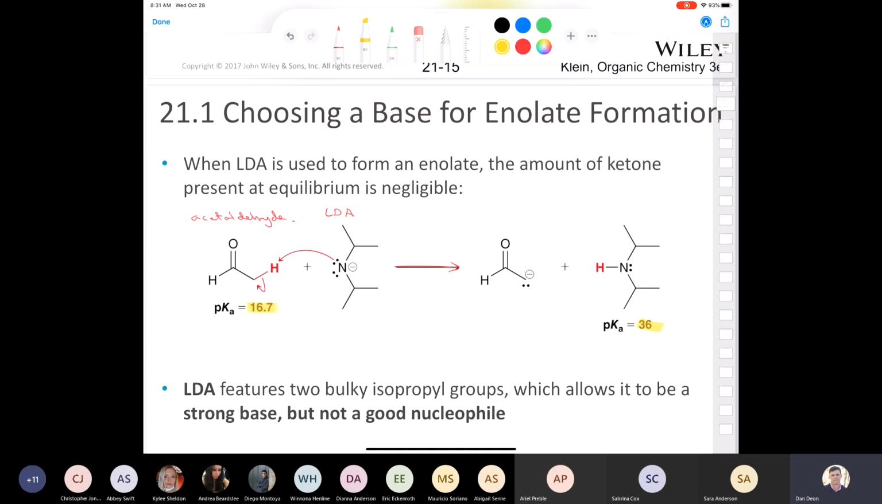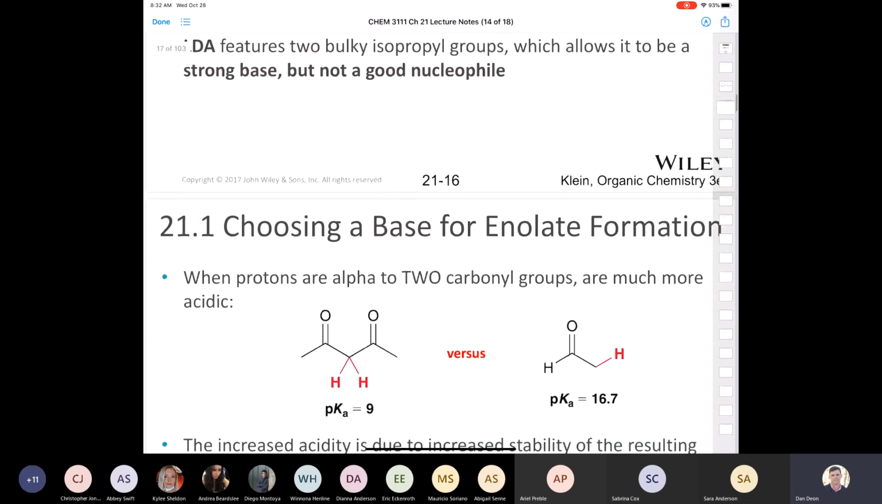LDA has these two bulky isopropyl groups. This is an isopropyl group, that's an isopropyl group, which allows it to be a good base, but it's going to be a terrible nucleophile. Why? Because frankly, it's too sterically hindered. Nothing more than that. So, brand new base, LDA, and that is used when we want complete, total deprotonation. Same thing with sodium hydride. But if we only want partial deprotonation, and we will look at cases where that's what we want, then it will be the appropriate base. And I have a table that summarizes that in a few minutes.